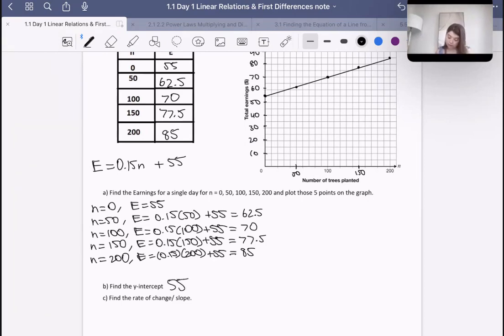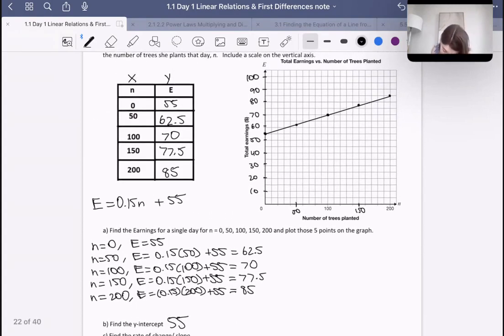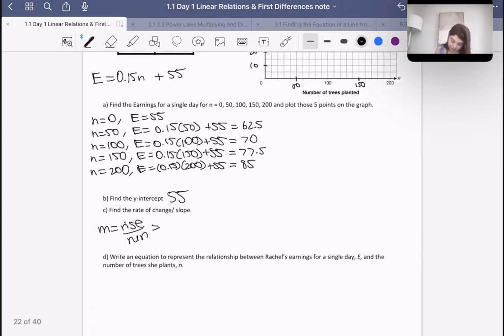Find the slope or the rate of change. Well, we know that slope is equal to rise over run, and we know that the rise is 7.5, or sorry, the rise is from here to here. So yes, that looks like it's 7.5 over the run, which is 50. So 7.5 over 50, which is actually the same as 15 over 100, or 0.15. So if you prefer a slope in decimal form, that would be a good decimal form there.